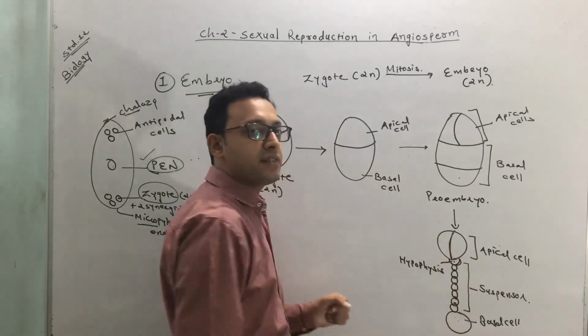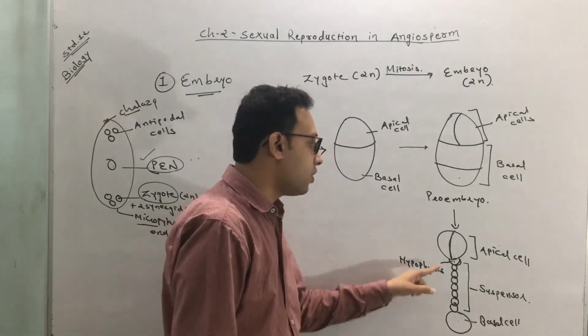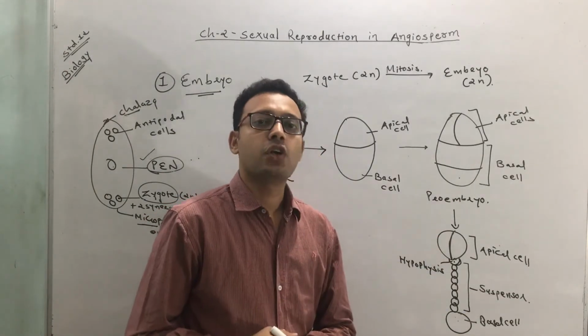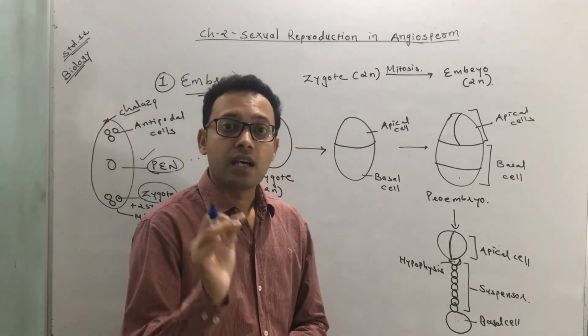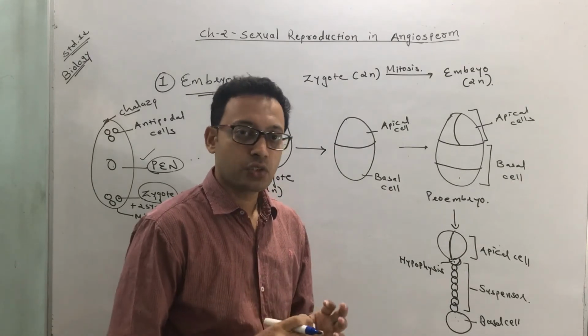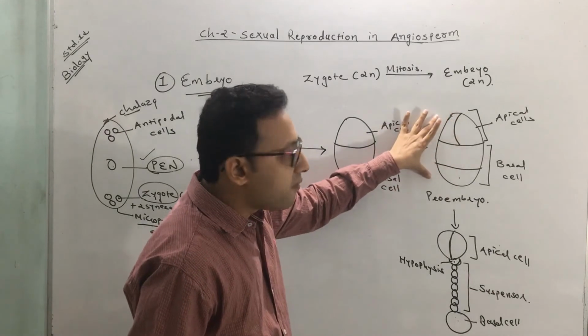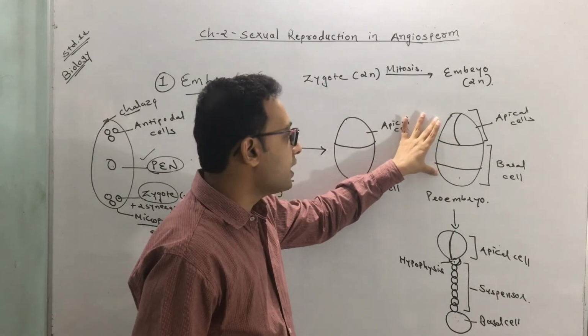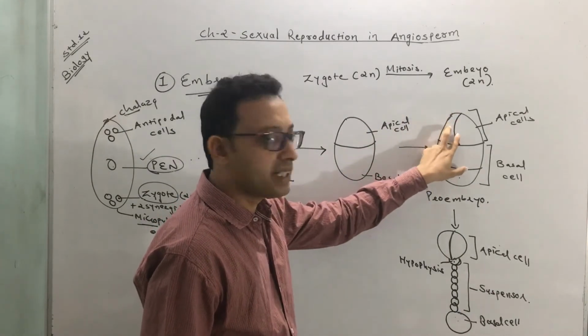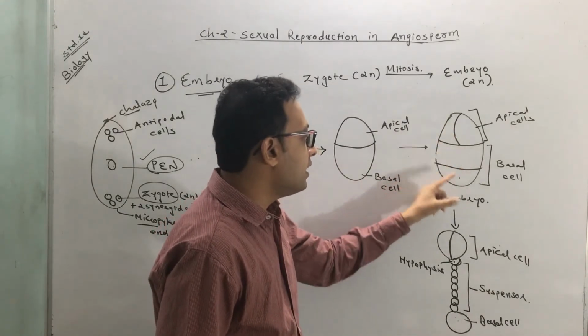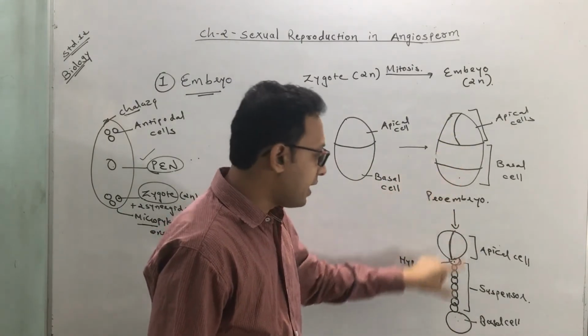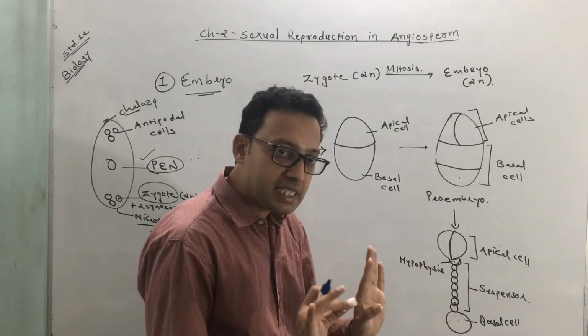The large cell of a suspensor which remains in contact with an apical cell is called the hypophysis. Clear? So I can repeat. In a proembryo, there is a group of 4 cells. From these 4 cells, there are 2 basal cells and 2 apical cells. Of the 2 basal cells, the cell towards the micropyle remains as such.